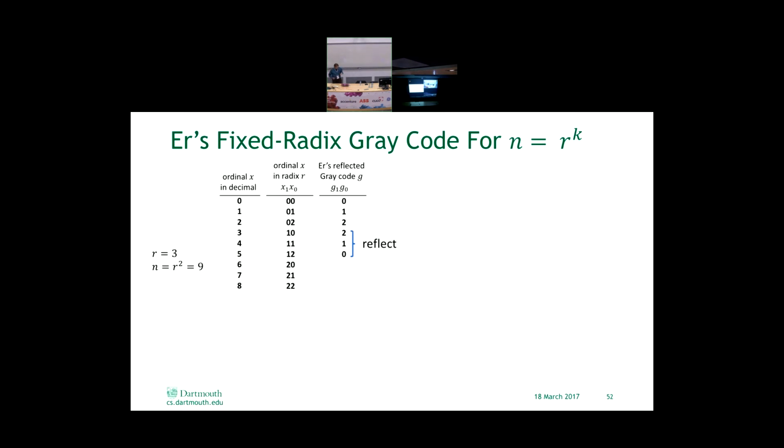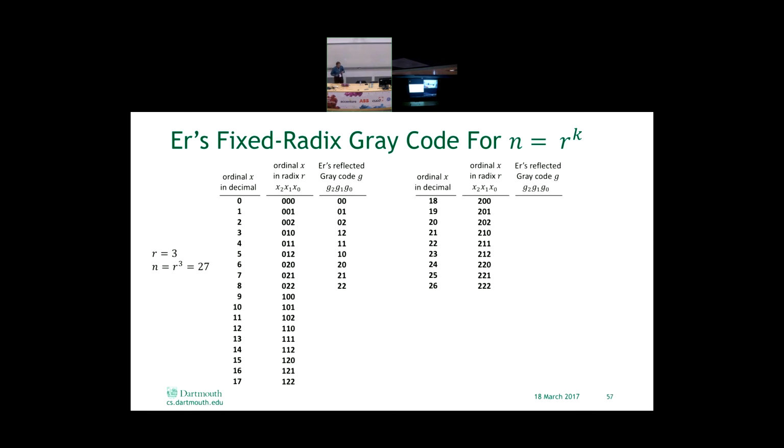Let's go up to n being r cubed. So here I've shown the first 27 numbers in radix 3 notation. And again, we're going to take what we had, we're going to reflect it, and then not reflect it. You can also think of it as we reflect it and then reflect it again, which is the same as not reflecting it. And then we stick zeros in front of the first r squared numbers, and ones, and then twos. And that gives us Eyre's fixed radix gray code for n equal 27 and r equal 3.